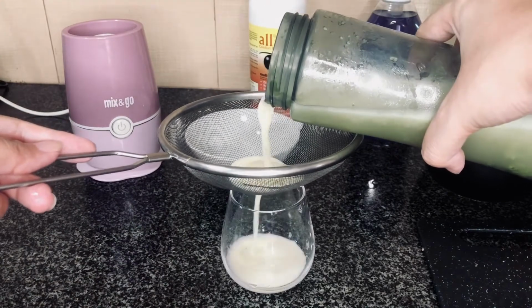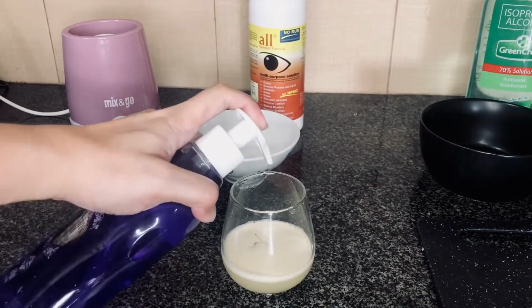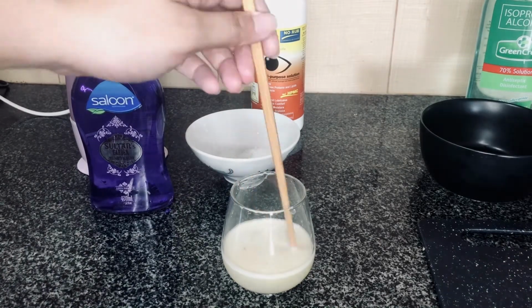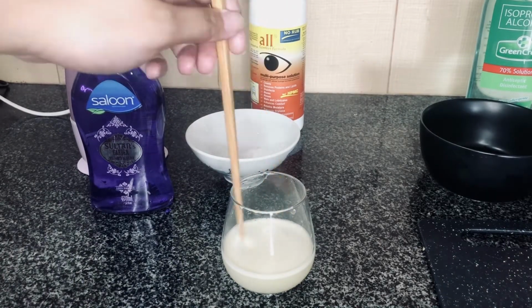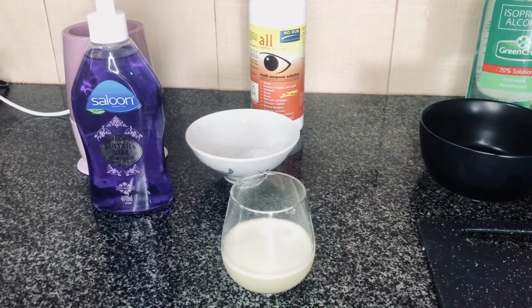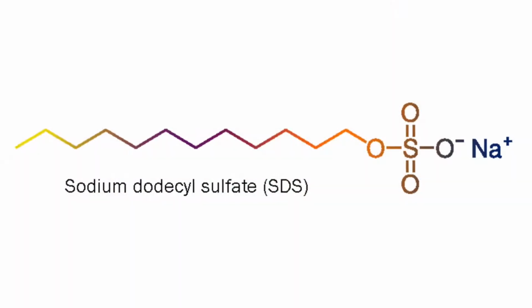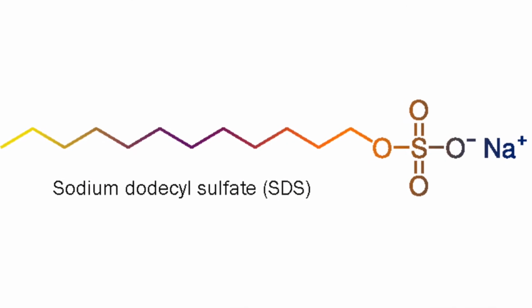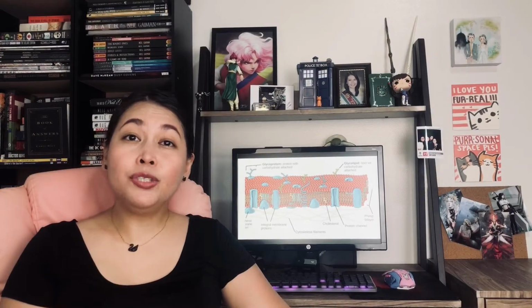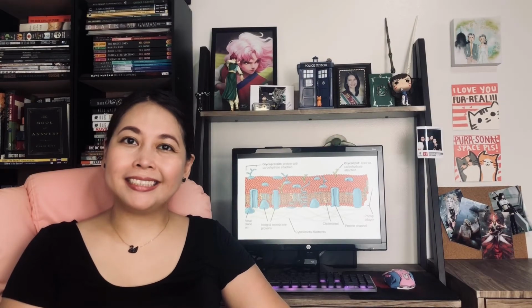Once the cells are fully homogenized, we add dishwashing liquid, mix, and let it incubate for a few minutes. In the lab, we use more powerful detergents such as SDS for DNA extraction. But why use detergents in the first place?